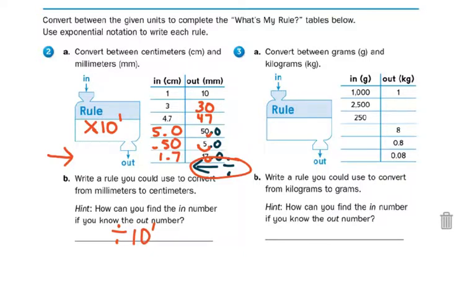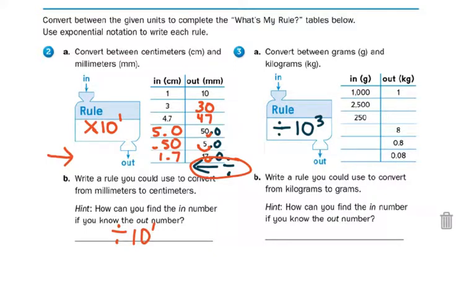3a, convert between grams and kilograms. There are 1,000 grams in every kilogram. That first one gives us our answer. So the rule is, notice the number gets smaller, doesn't it? We're dividing. And how many zeros? 1, 2, 3. So 10 to the third power. That's where I got that.